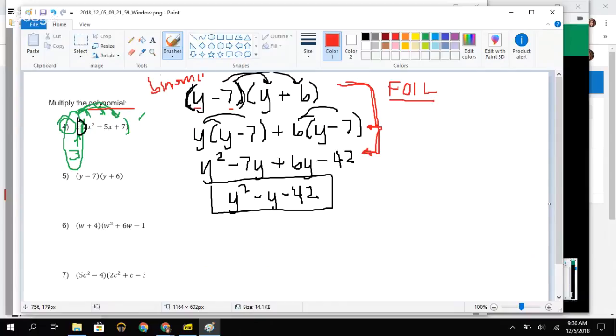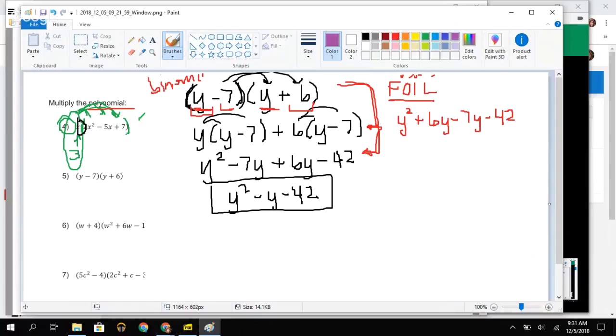So remember, FOIL stands for first, outside, inside, last. So in FOIL, what we do is we multiply our first terms together, which is y times y, which is y squared. Then we multiply our outside terms, which is 6 times y. Then we multiply our inside terms, which is negative 7y. And we multiply our last terms, which is negative 42.